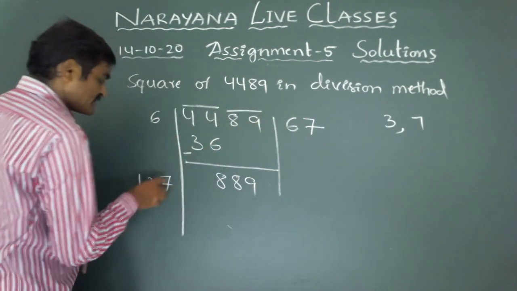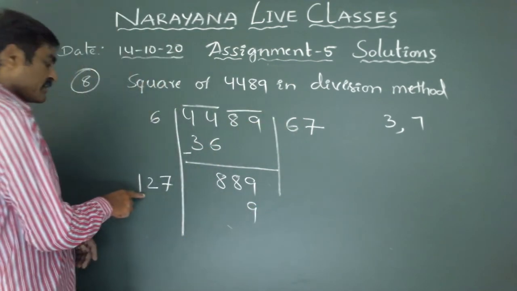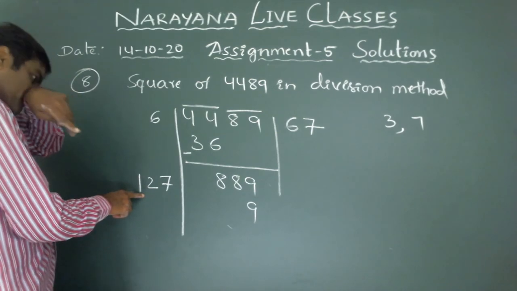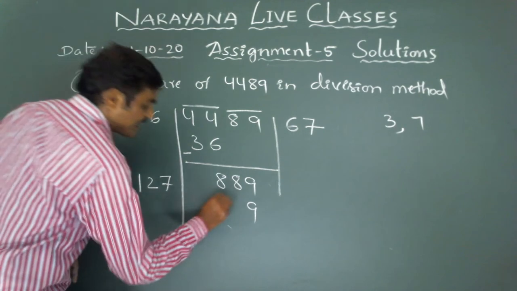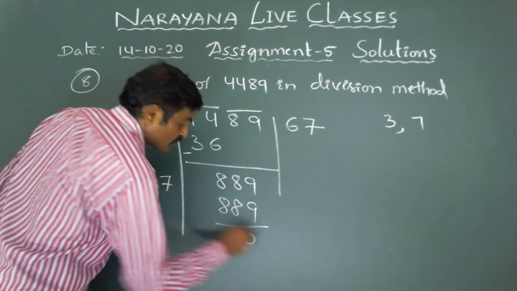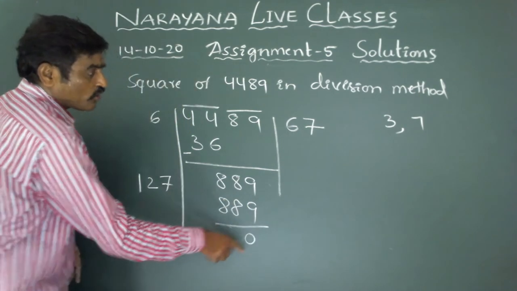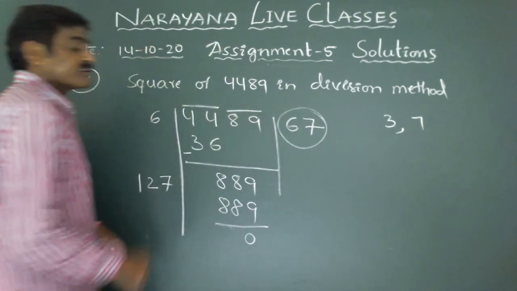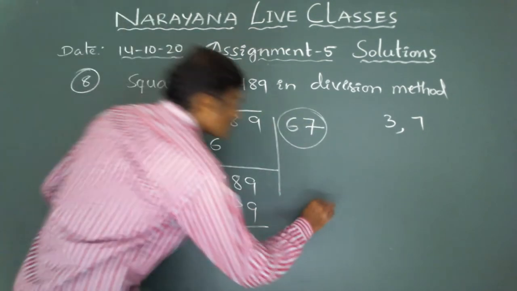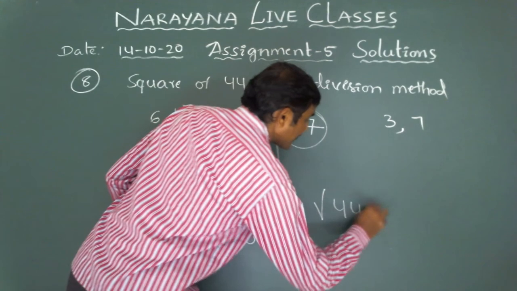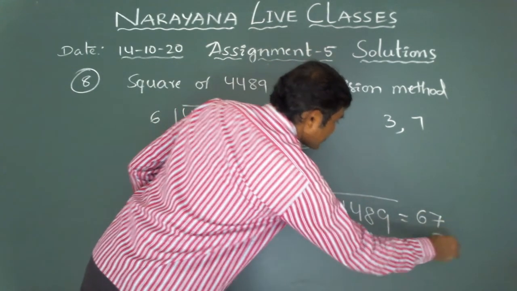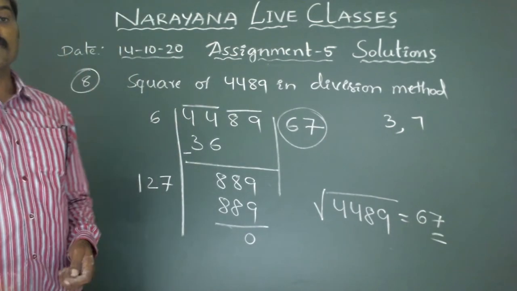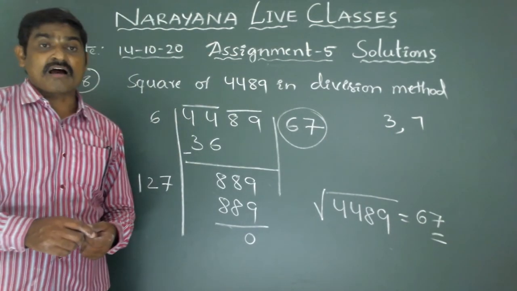So 7 sevens are 49, 4 carried. 7 twelves are 84, 84 plus 4 is 88, 88, remainder 0. So when you get the remainder 0, the respective quotient is called the square root. So the square root of 4489 is equal to 67 only. This is the square root of the given number by the long division method.